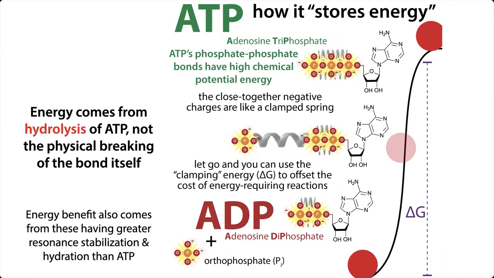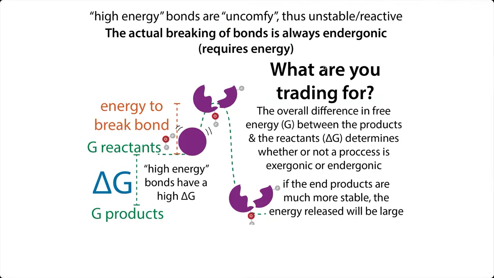ATP stores energy in a couple of different ways. It's a common misconception that it's the breaking of that bond that gives you energy. The breaking of this bond does not give you energy. Instead, it's the hydrolysis of this bond that gives you the energy. The actual breaking of a bond is always going to be endergonic. It's going to take energy to break a bond. However, you have to think about what you are getting in return.